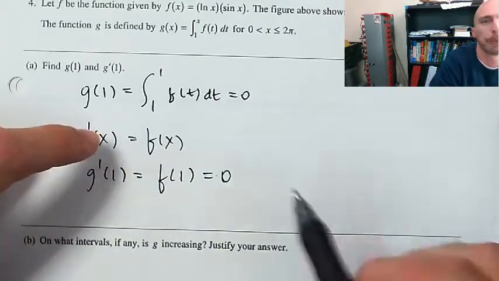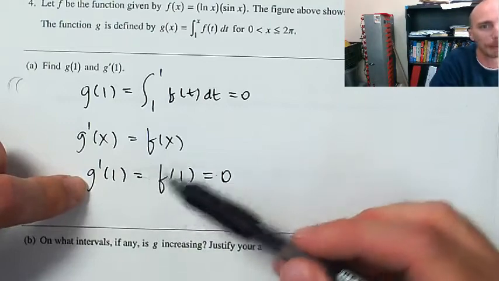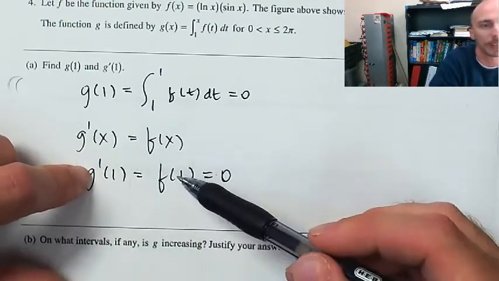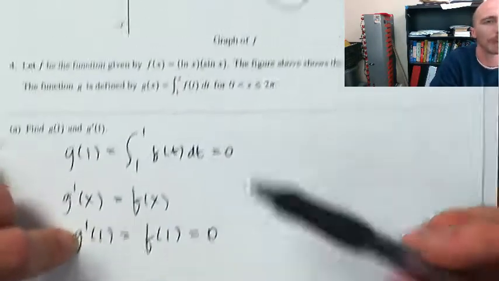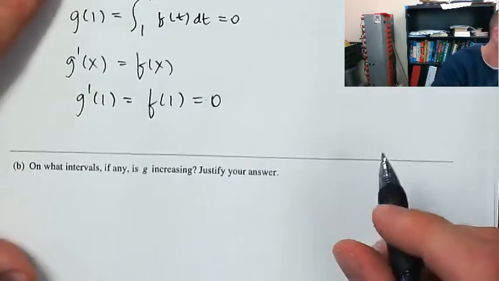I feel like on this one you would want to definitely be sure to at least say that g prime of 1 is f of 1 to implicitly say, hey, I know that the derivative of g is f. Because if you just said it was 0, I feel like they might be like, how do you know that? Are you right for the wrong reason?